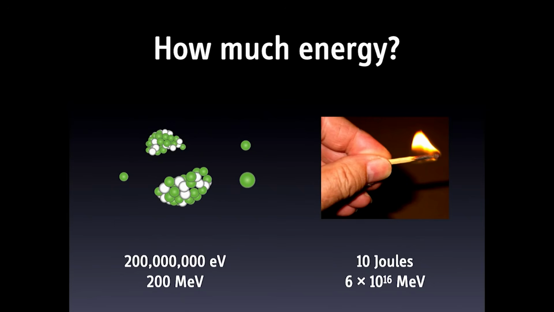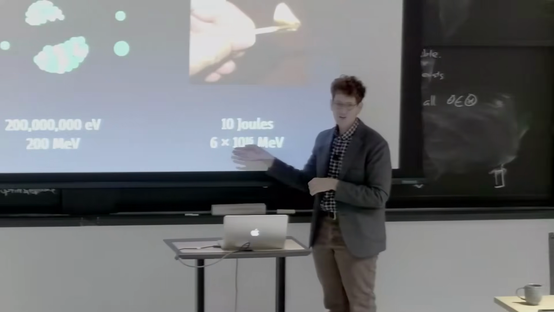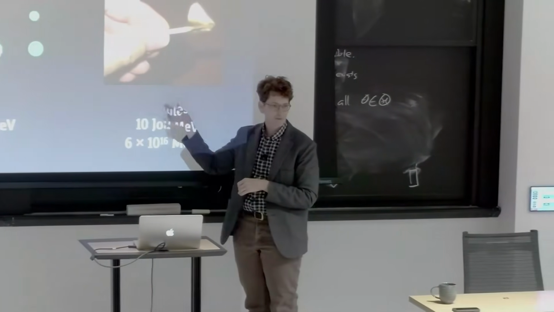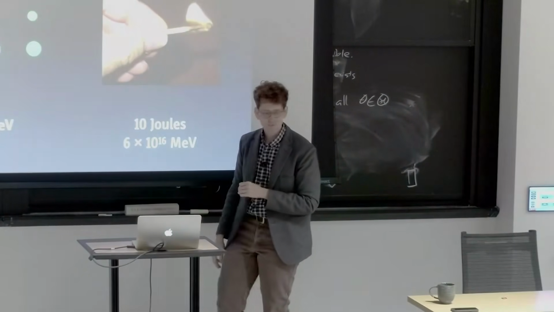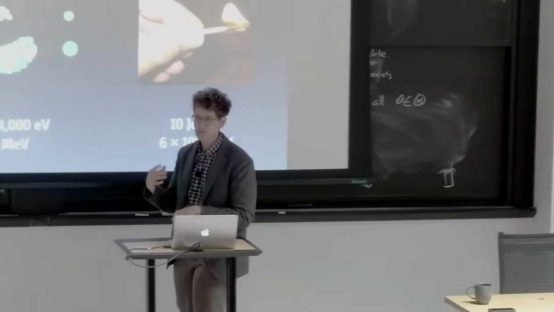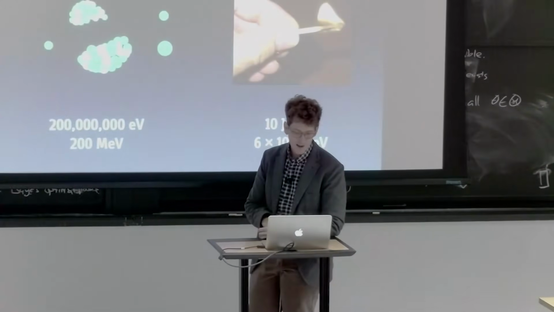Okay, so a meaningful amount of energy still has quotes around it, right? Because just to remind you, 200 MeV is still 1/300 trillionth of what you get from burning a matchstick, right? So it's tiny. So how do we get this up to macroscopic levels?